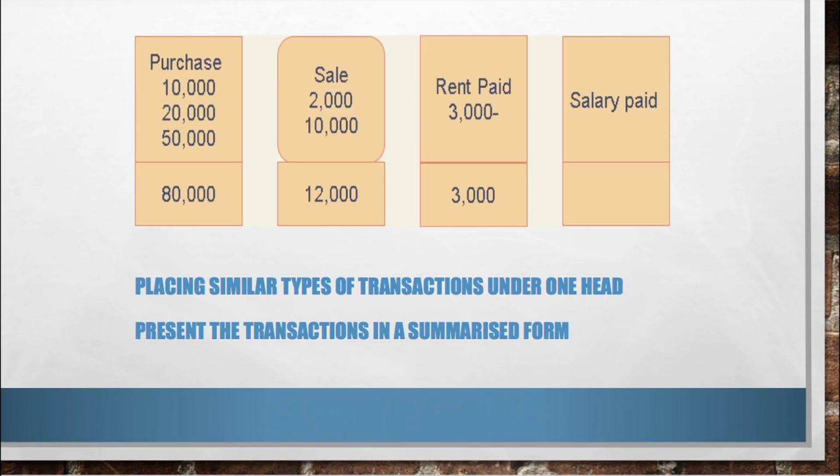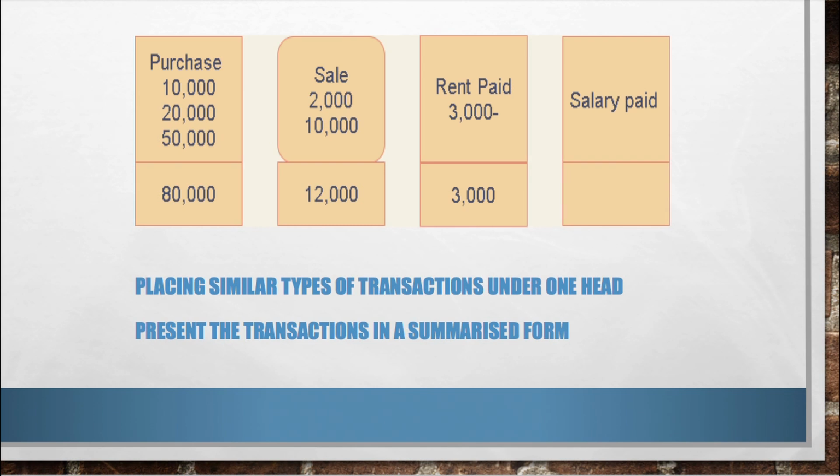What we can do is place the purchase transactions in a particular place, sale transactions in a particular place, then rent paid, salary paid, etc. These transactions will be separated and placed at different positions. So in our example, our purchase transactions are, suppose, 10,000, 20,000, 50,000. So we have placed all the purchase transactions in a particular place.